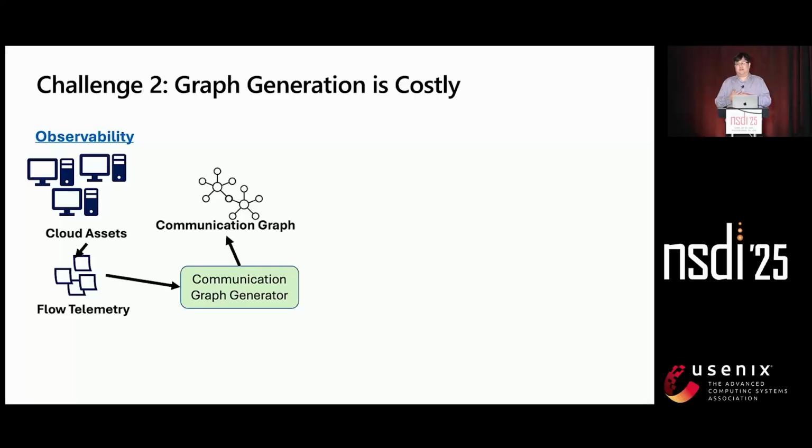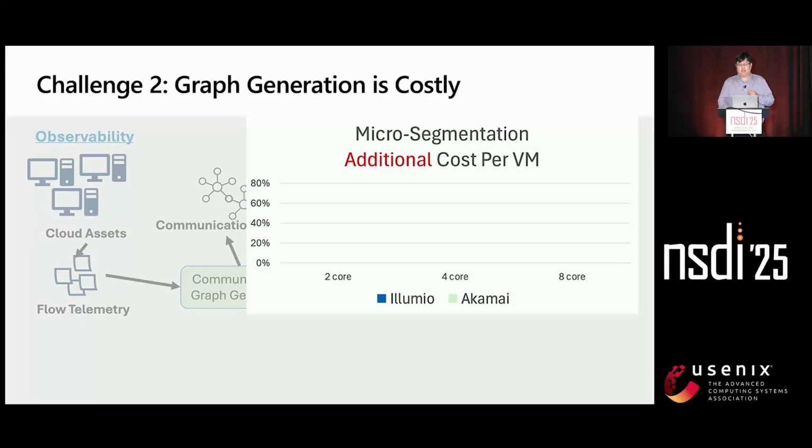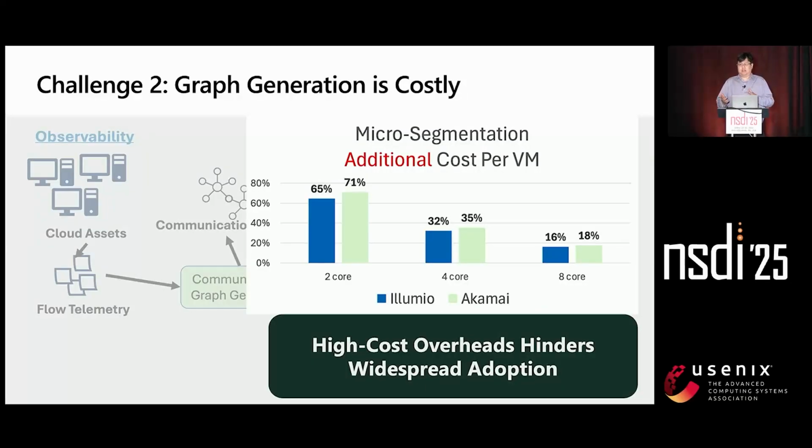The second challenge is that these communication graphs have to be continuously generated so that they can be enforced. But this turns out to be a very costly operation because the data we are operating on is very large. For two leading vendors providing micro-segmentation solutions, we find the cost they introduce, compared to the virtual machine cost, is 18 to 70% of additional cost. This cost makes it harder to deploy them widely.